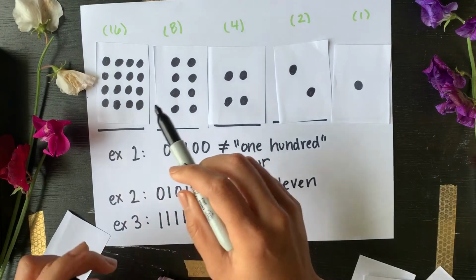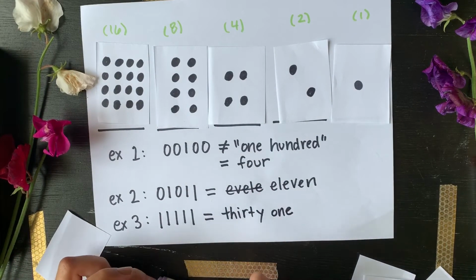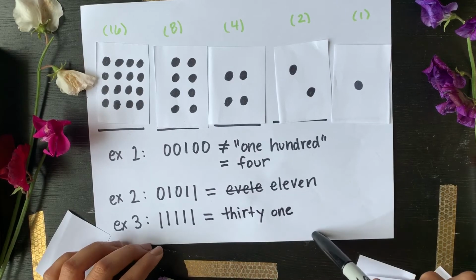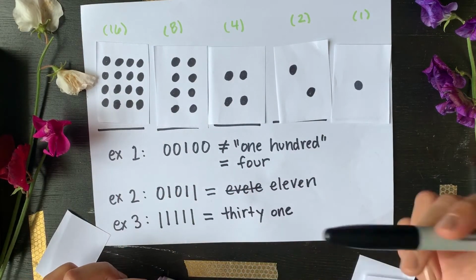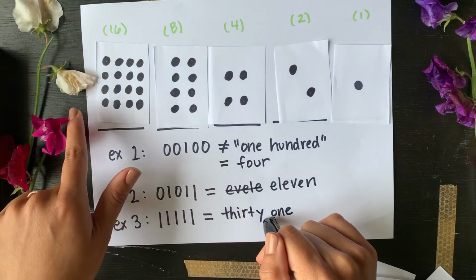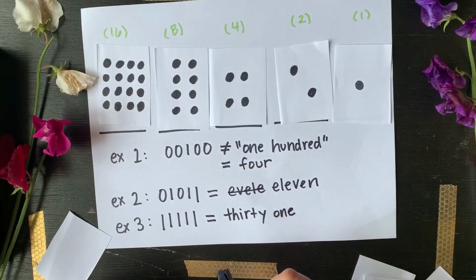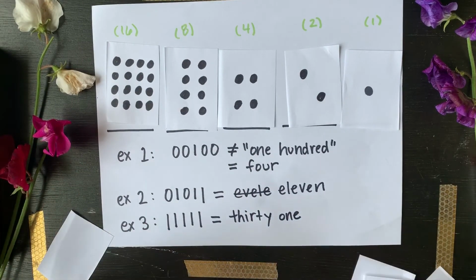That means this 1, 1, 1, 1, 1 is the largest number I can represent with 5 places. In order for me to represent an amount that is larger than 31, I would need another card. I would need another place. Just like if I wanted to represent a number larger than 99, I would need another place to have a 3-digit number.